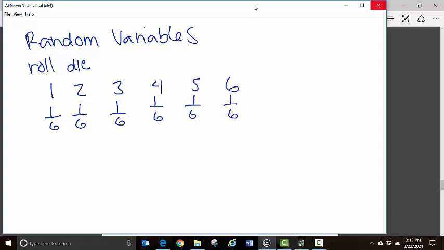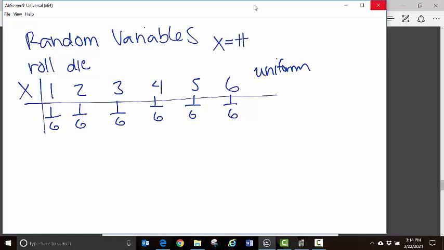And this is a uniform probability distribution. We don't care about that for 6.1, but it's uniform because they all have the same probability. And if you were going to make it, you'd say, okay, this is my random variable, X equals the number on the die, and this is the chance of it happening. It is a legit probability distribution if these add up to 1 and they're all between 0 and 1, right? Because they need to add up to 1.